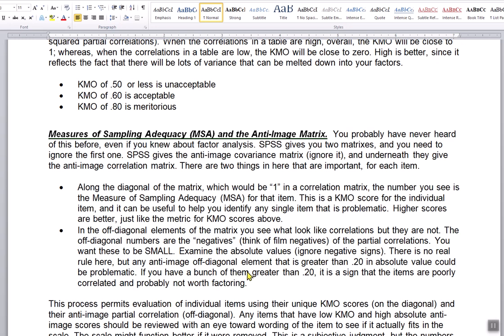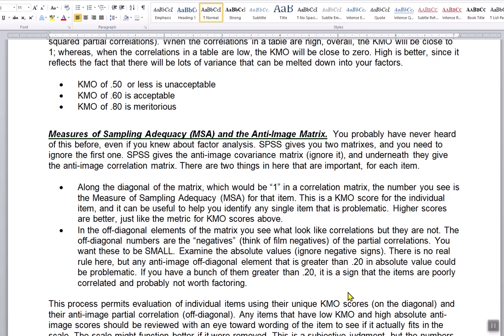There's no real rule for this, but if the anti-image off-diagonal elements in the table are greater than 0.2 in absolute value, they could be problematic. It could be a sign that it's a bad item. If you have a whole bunch of values that are greater than 0.2, then the scale may be a bad scale.